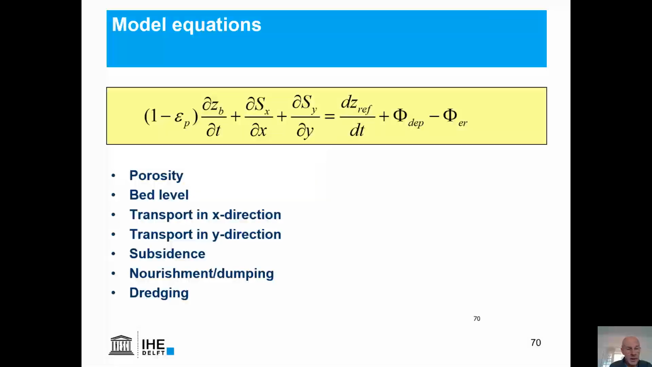But let's go to the basics of what is in these models. First of all, the main equation here is the bed evolution, where ZB is the bed level. The epsilon p is the porosity. Sx is the transport in x direction, Sy is the transport in the y direction. We can have a term for the subsidence of the soil, and we can have sources in the form of nourishment or dumping and erosion or dredging.